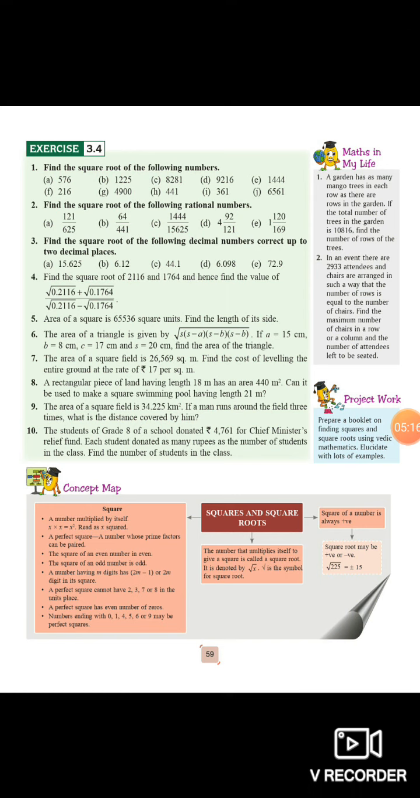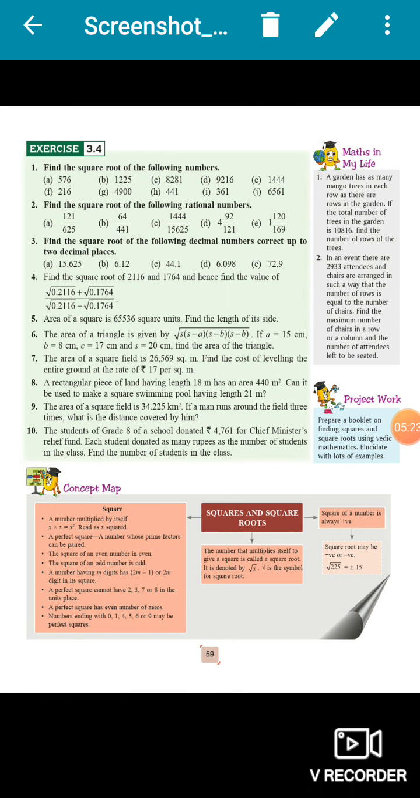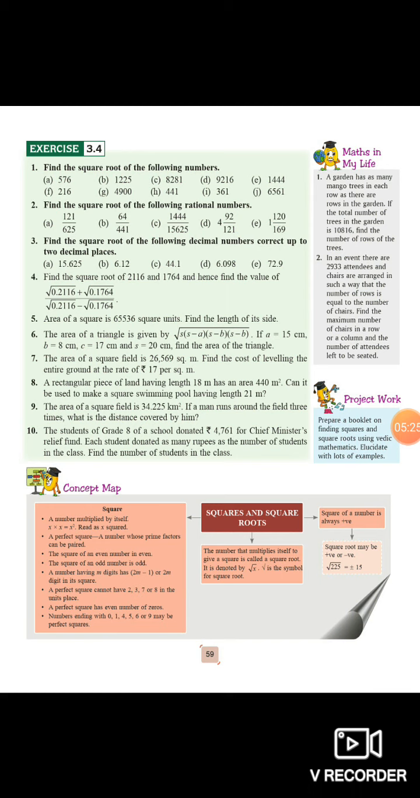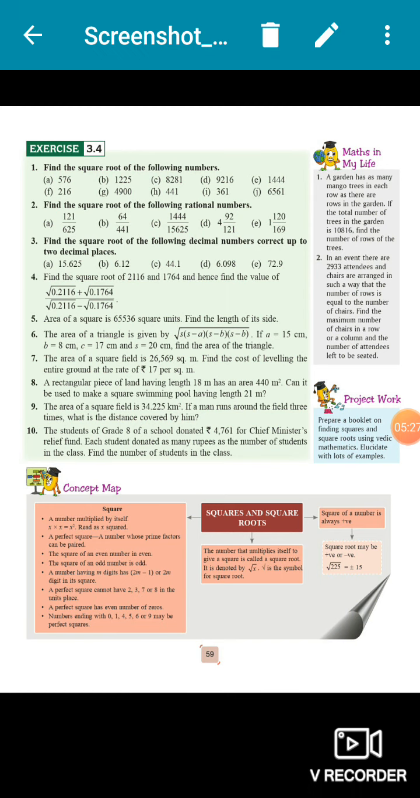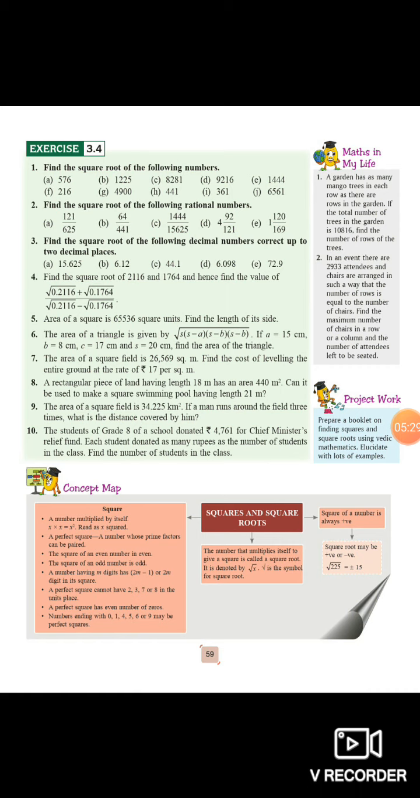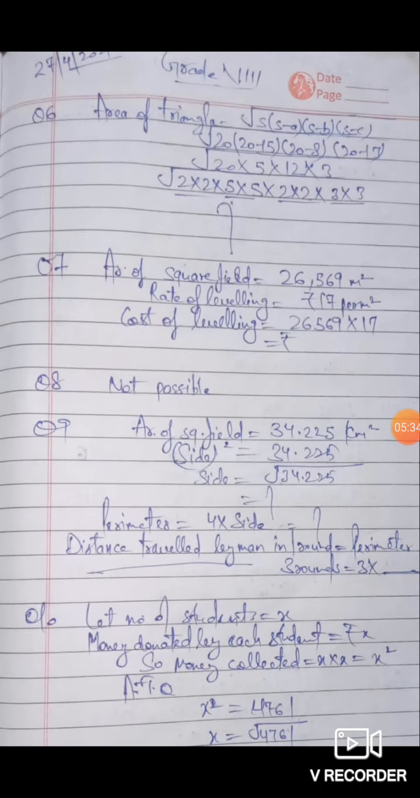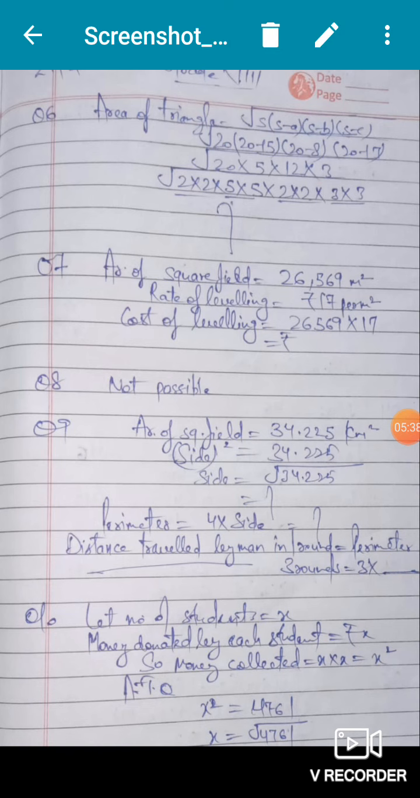Okay, so it means from the area firstly we will find out the side, then with the help of the side we will find the perimeter, and perimeter means the distance covered by the man in one round, and then as it is given that he has taken 3 rounds, so we will multiply by 3. Clear? So see, here I have done the calculation, you will do it, but I have explained the method here.